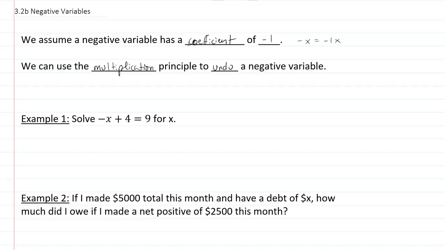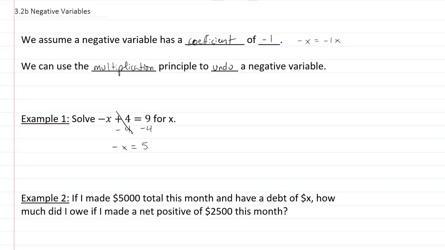Example 1. Solve -x plus 4 equals 9 for x. So first off, we see that we need to get the x term by itself. So we do this by moving the 4 over to the right side. We have to do the opposite of what the operation is here. So we need to use the subtraction principle. So why don't we subtract 4 from each side to start out with. So the plus and minus 4 cancel. And this is -x on this side. And 9 minus 4 is 5.